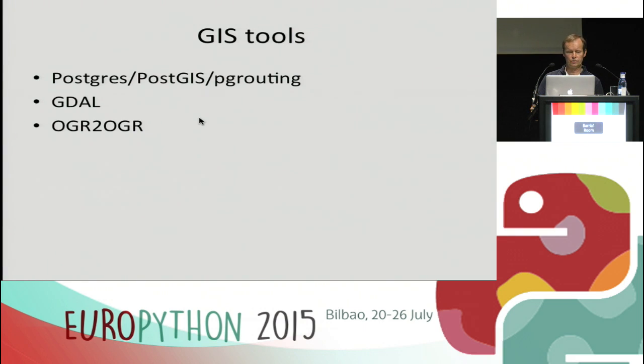I'm not going into the details, because that's a whole new talk, I think. And on top of PostGIS, this pgRouting extension has been built so that if you put your data into the database, you can start to find the shortest paths from one point to another using this extension.